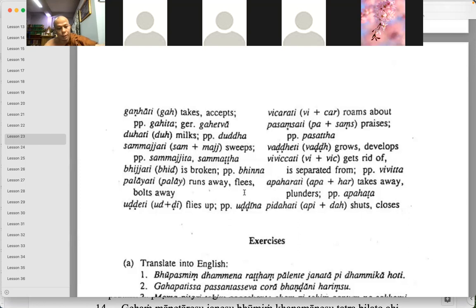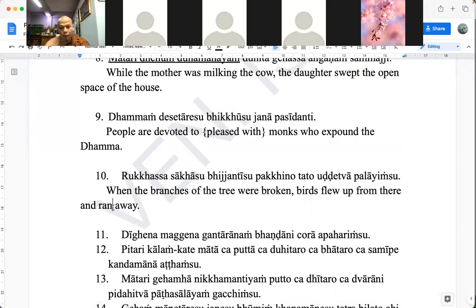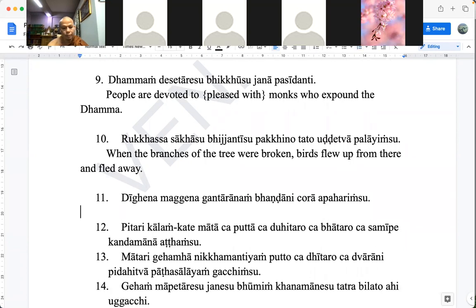Fled away. So instead of ran, so fled away. Okay, now number 11.